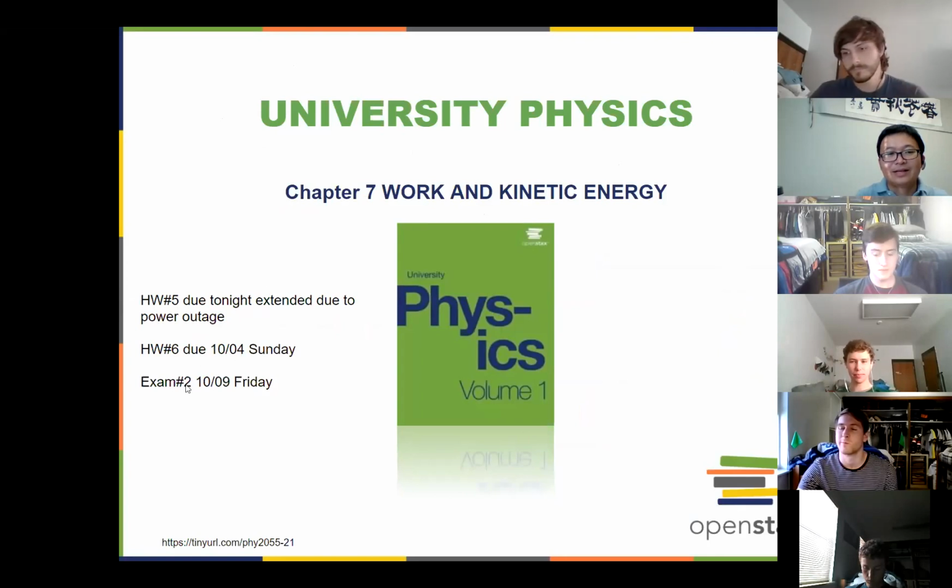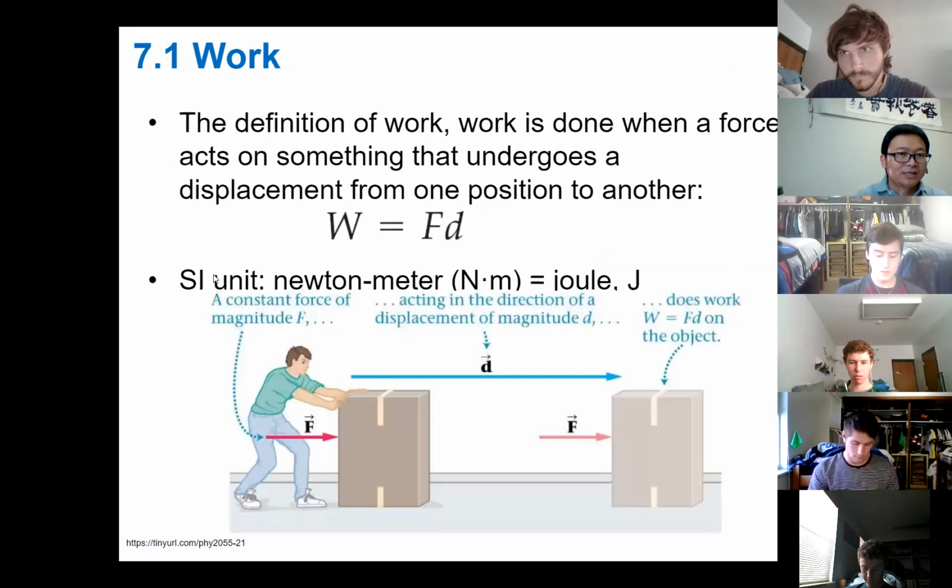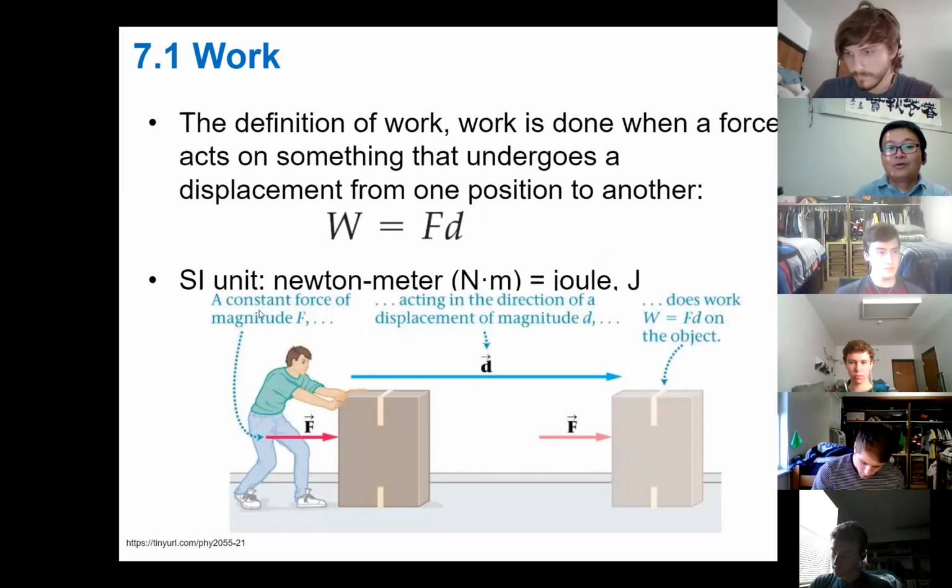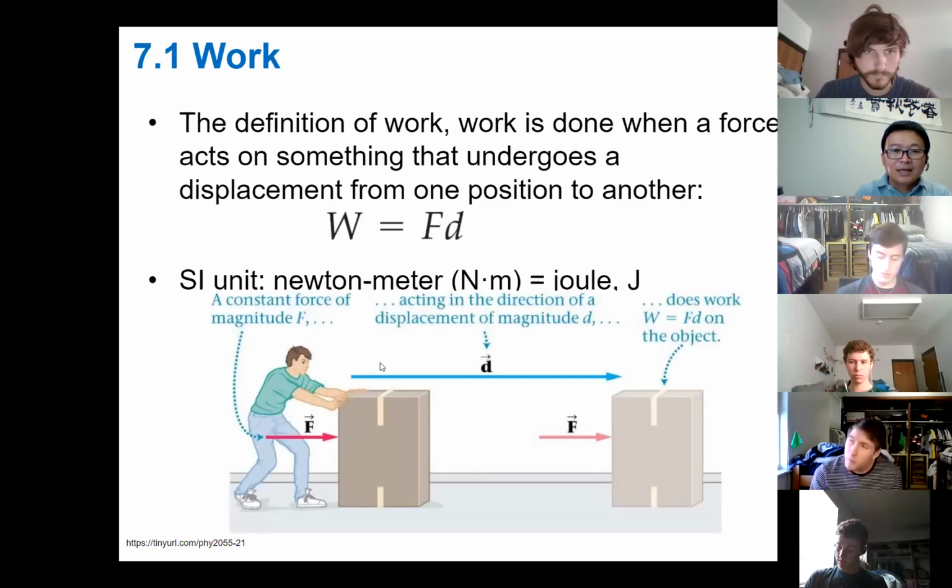Okay, so this is the reminder item. Homework 5 is due tonight. Homework 6 is due on Sunday. Exam 2 is next Friday. For the work, the simplest scenario is when you push a box and the box is moving in the same direction as the force. Then the work done is equal to force times the displacement. And the SI unit for work is joules, which is equivalent to Newton times meter.